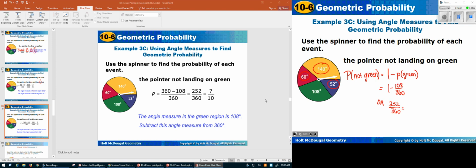And then reduce. It's even on both top and bottom, so it has to simplify by 2. Maybe some more than that. What does it reduce to?